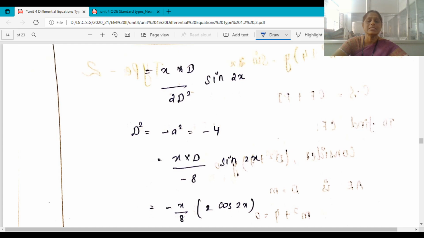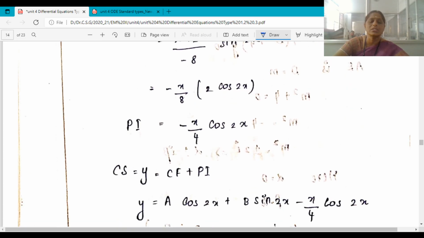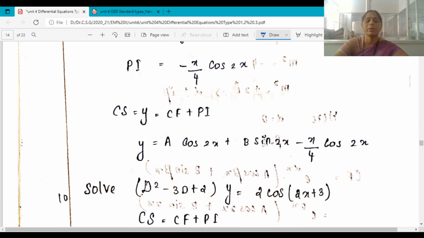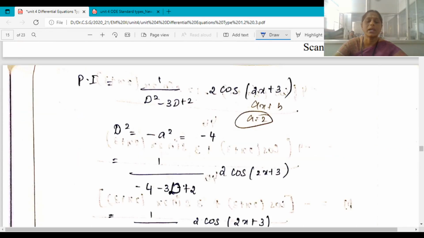And now you replace D squared by minus a squared. It comes like this: x by minus 8, and D of sine 2x is 2 cos 2x. So on simplification you get the particular integral as minus x by 4 cos 2x. So by adding the complementary function and particular integral, the complete solution is obtained.